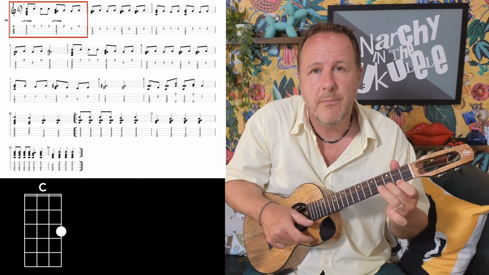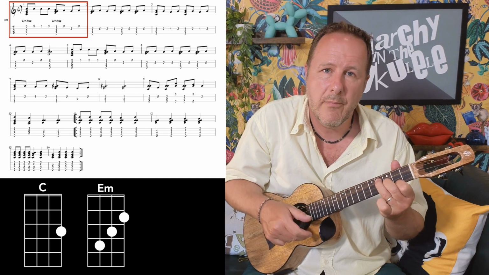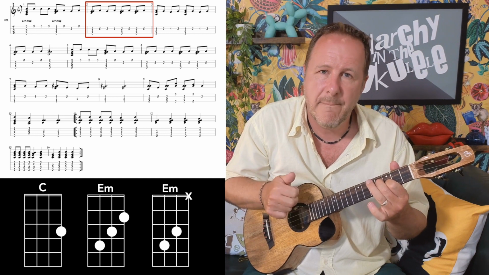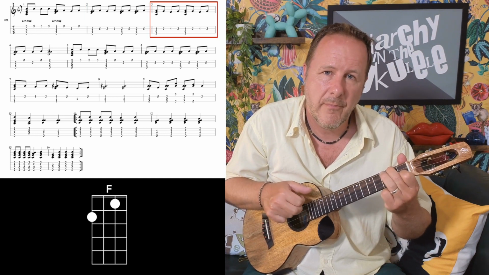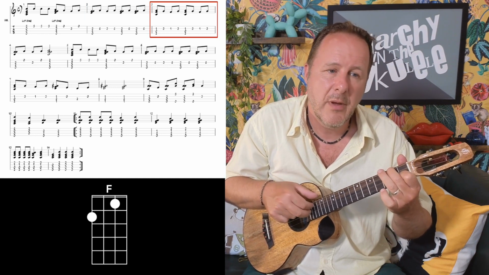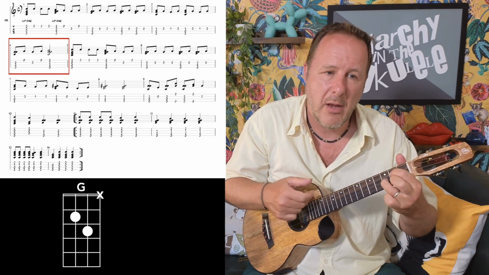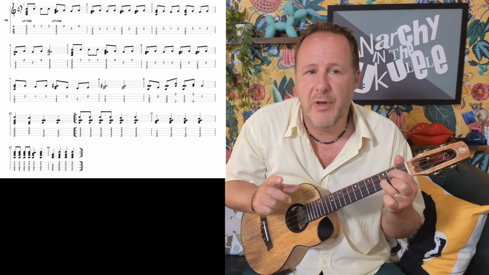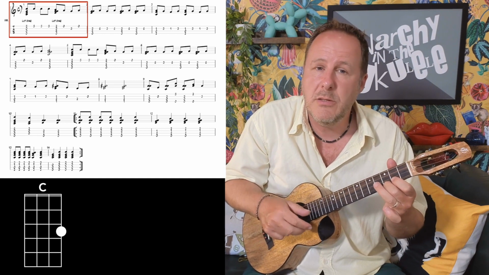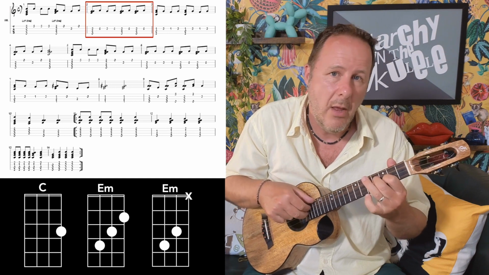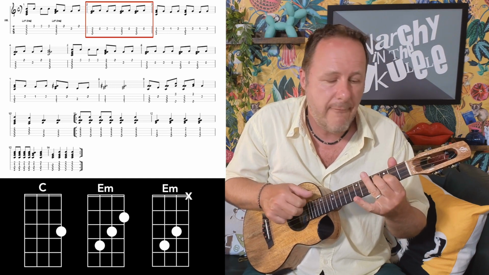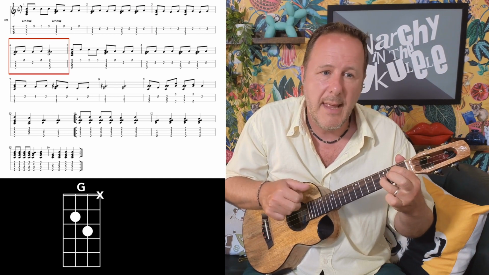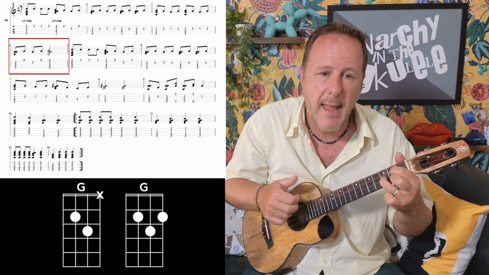So it's C, E minor with different fingers, E minor, F, F, G, and then the whole G. Okay, so that is the chords for your first 4 bars. 1 and 2 and 3 and 4 and 1 and 2 and 3 and 4 and 1 and 2 and 3 and 4 and 1 and 2 and 3 and 4 and.